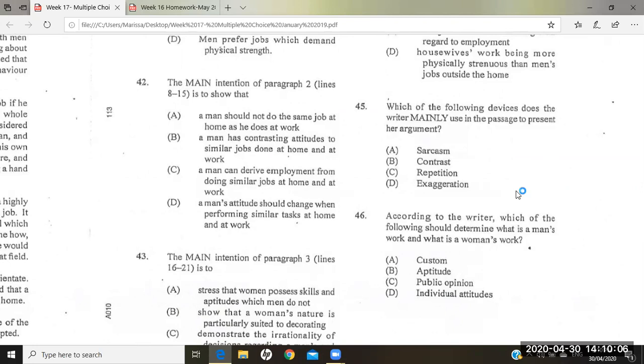So Chalisa is saying B, contrast. Yes, it is contrast because the writer is constantly comparing the man and the woman and showing the opposites. So 45 is B, contrast.